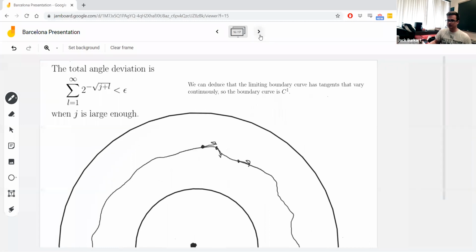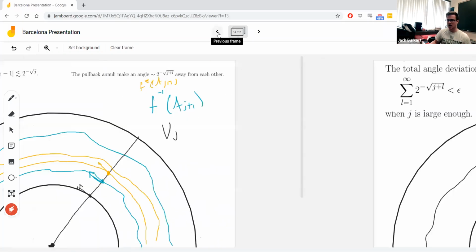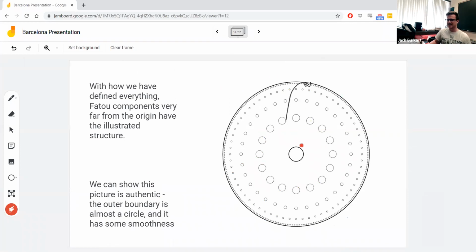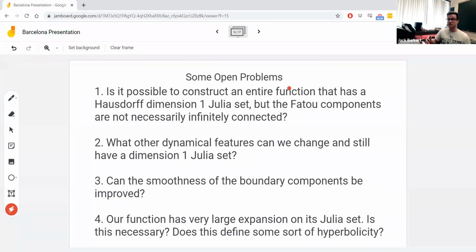All right, well, that was the main thing I wanted to talk about. I do want to talk about some open problems related to dimension theory that Kirill and I hope our construction can address. One thing we want to know is that our Fatou components always have this topology where they're infinitely connected. We have this infinite Swiss cheese. So one question we can ask is, is it possible to construct an entire function that has a Hausdorff dimension 1 Julia set, but the Fatou components are not necessarily infinitely connected?